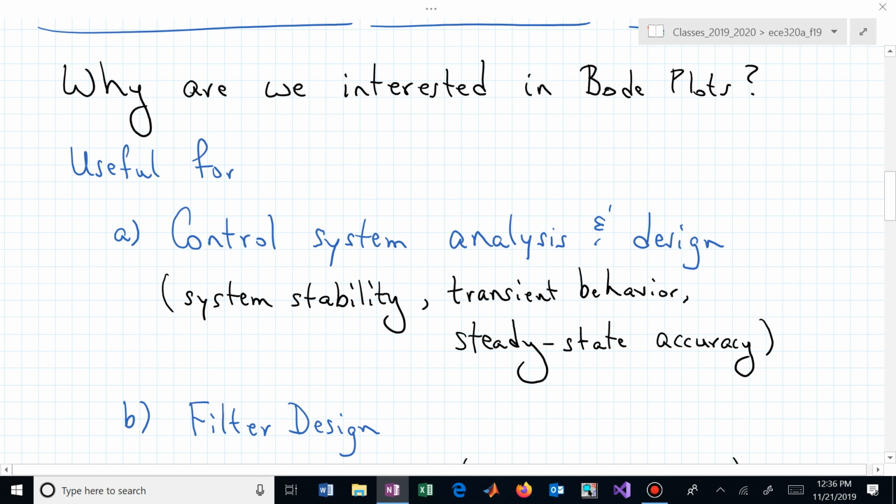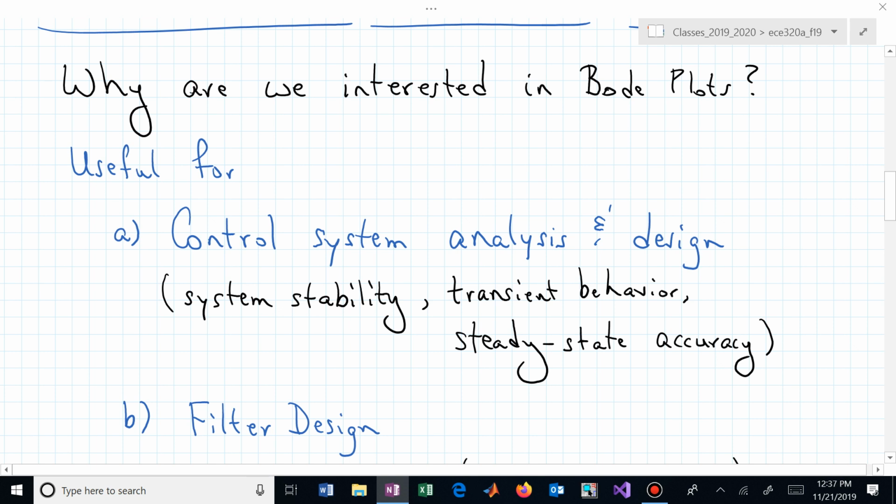We have to be able to sketch a Bode plot? No. You can have MATLAB sketch it, but it's really nice to know what you're expecting MATLAB to produce, or if you're designing something, knowing why you have something happening in a particular way in the Bode plot. And that's what you'll hopefully start to develop as we go through.